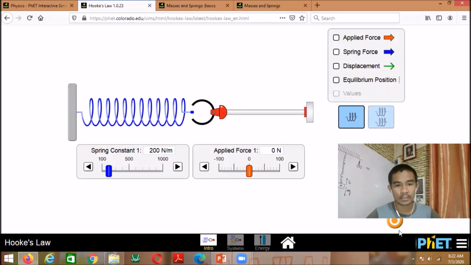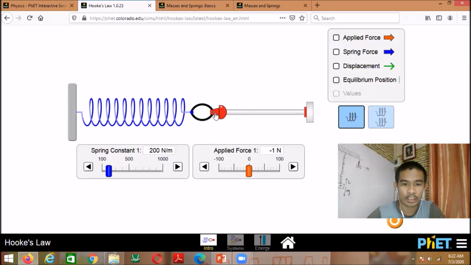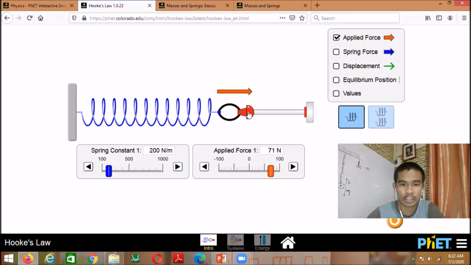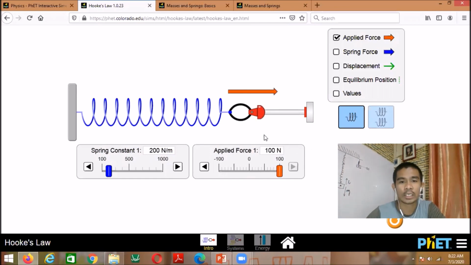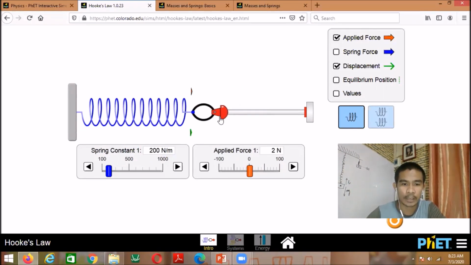Now, this is the equilibrium position of the spring. Say applied force. So here the applied force is 0. If I'm going to increase, I will indicate the direction of the applied force. If I'm going to increase the applied force, this green line here indicates the displacement from equilibrium position. Let's go back.